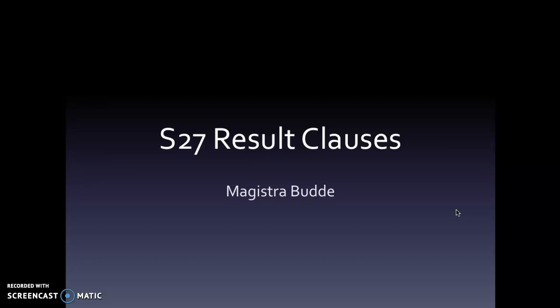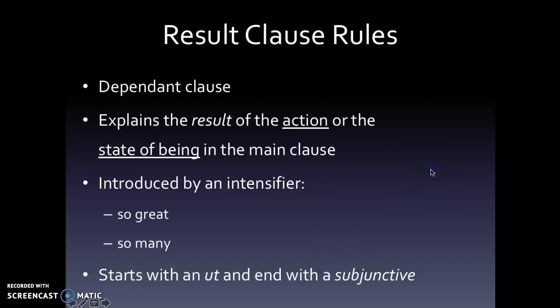As stated in the previous lesson, there are no new forms in Stage 27, and the two new grammatical concepts are very similar to two others that we already know, so it should be a pretty easy stage. This lesson's about result clauses. It is a type of dependent clause. It explains the result of the action or the state of being in the main clause. I know that sounds kind of confusing, but it'll make sense as soon as we look at some examples.